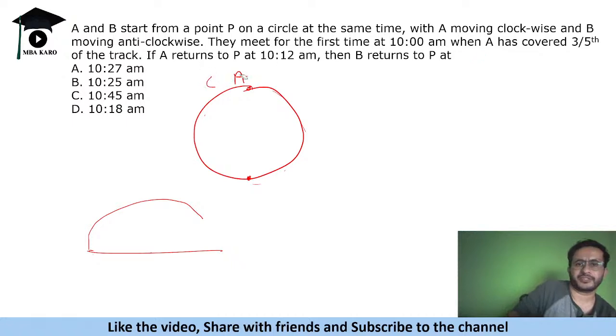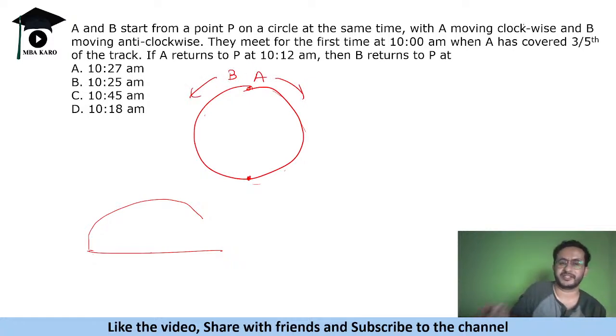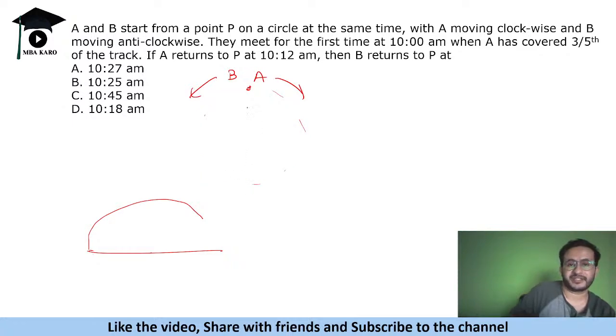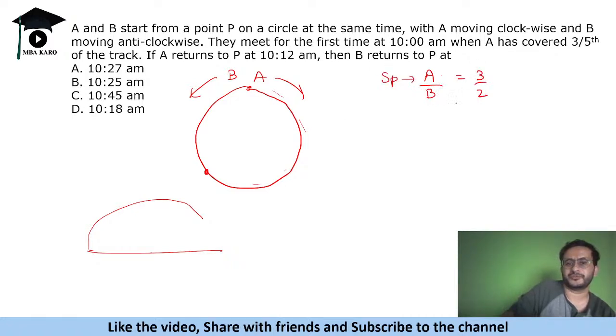A is moving clockwise, so A has to be sent in this direction. It does not matter whether they move clockwise or anti-clockwise, by the way, just that they should be in opposite directions. Now they meet when A has covered 3/5 of the distance. So A has covered 3/5 of the distance. So the speed of A to B is 3:2, because A has covered three parts and B has covered two parts.